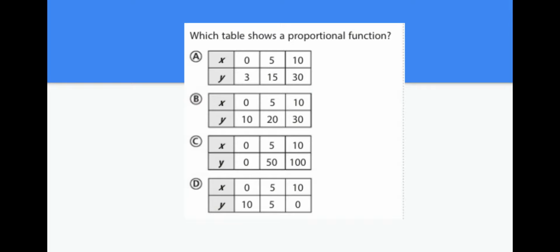If you said C, you're absolutely correct, because there's 2 things we have to look at. One, it has to start at 0. So actually, C is the only option that we have. And then we can look and say, okay, we have a relationship of 5 times 10 is 50 and 10 times 10 is 100. And so we have that constant throughout.